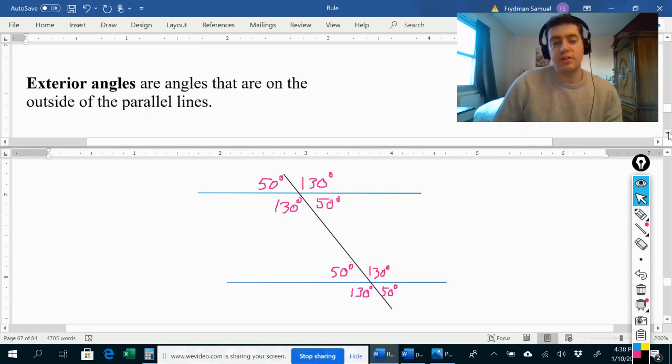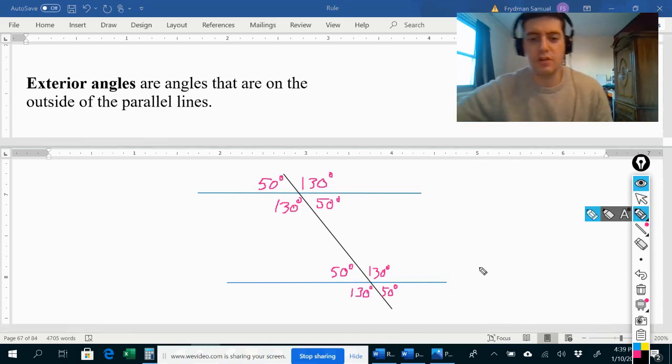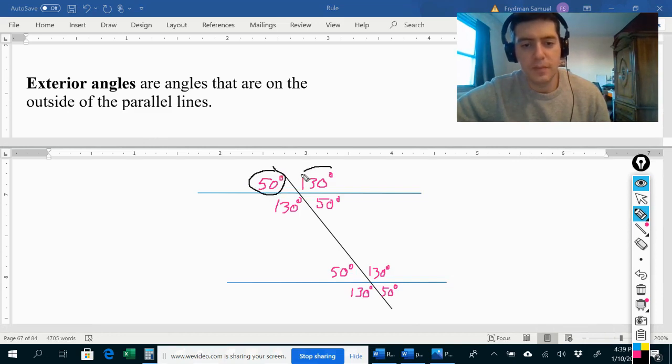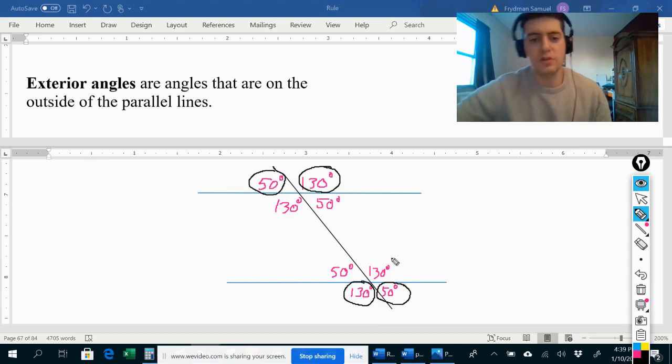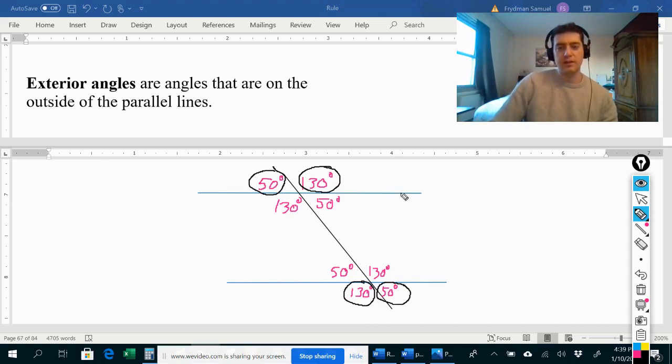Okay, now exterior, so that's a pretty simple definition. This one is also pretty simple. Exterior angles are angles that are on the outside of the parallel line. So again, these are the parallel lines here. The exterior angles would be this one, this one, this one, and this one. Those are on the outside of the parallel lines. All right? So not too hard there.